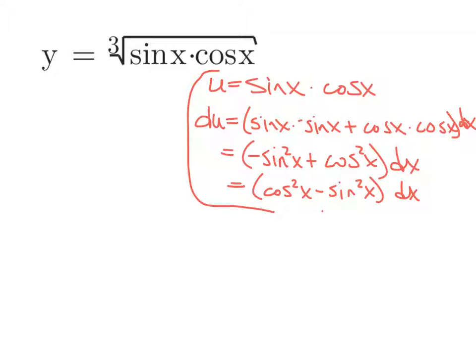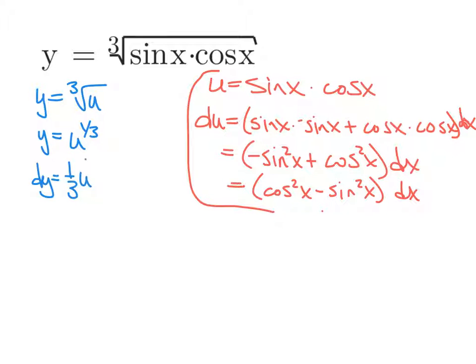Going back to the original function, I want to rewrite that in terms of u. So instead of the cubed root of sine times cosine, I'm going to have the cubed root of u. And it may even be a little bit easier to view this as a power, as u to the 1/3 power, instead of the cubed root. Then when I take the differential of y, I just use the power rule of 1/3 u to the negative 2/3 du. And we can substitute all of our u stuff back in.